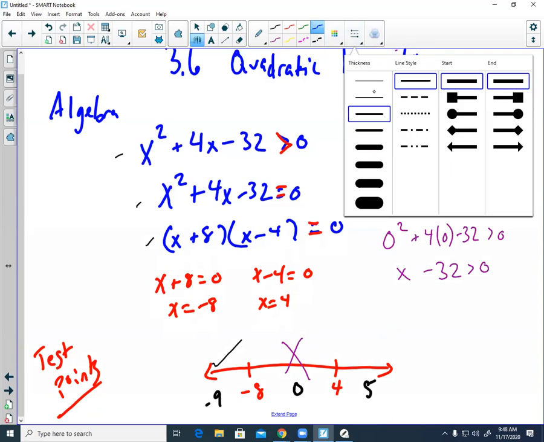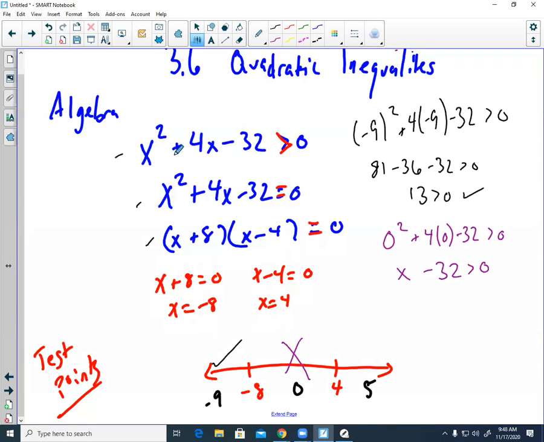And then I'm going to do my last one, which is 5. So I'm going to test 5 in this equation. I'm going to do 5 squared plus 4 times 5 minus 32 is greater than 0. So I'm going to get 5 squared is 25 plus 20 is 45 minus 32 is greater than 0. So then I get 13 is greater than 0. So this also works. So what I have just determined with these 3 numbers is that all the numbers smaller than negative 8 work. All of the numbers bigger than 4 work. And no numbers in between negative 8 and positive 4 work.